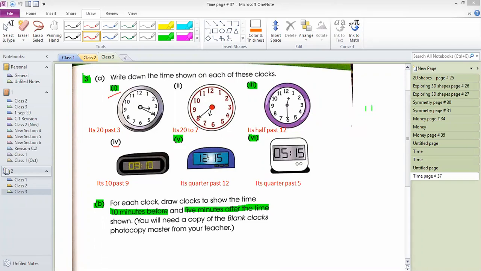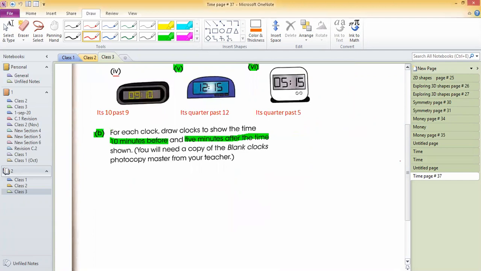We finished almost time. Yesterday, I gave you the homework. The homework was to complete question number 3b. There you need to draw some clocks to show the time 10 minutes before and 5 minutes after the time. I tell you how you have to do it and I give you the homework. And I'm going to share the screen with you so that you can check your homework, or if you did not get it, I'll make you understand again. Then today we will start a new topic also.